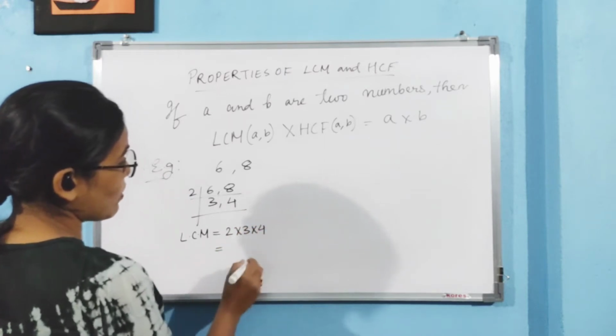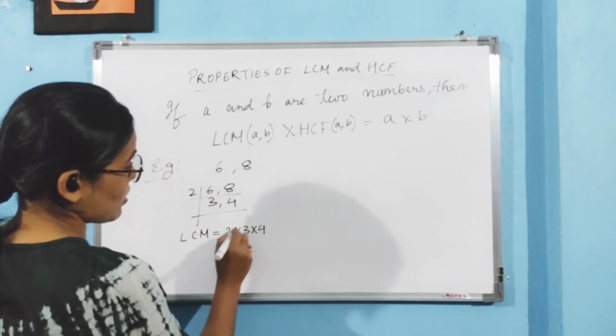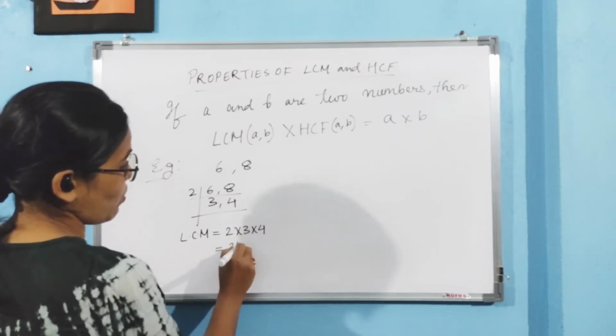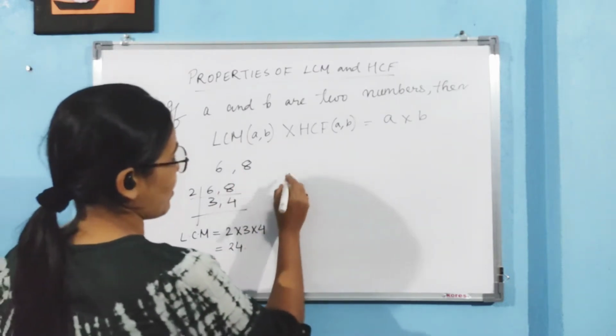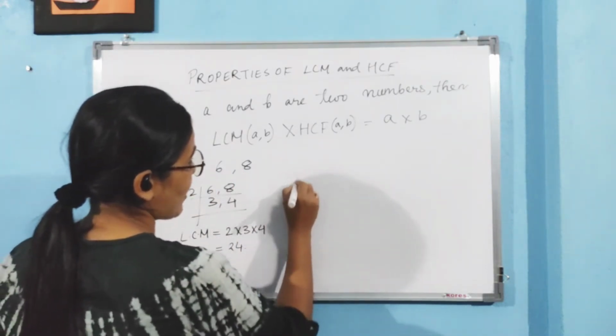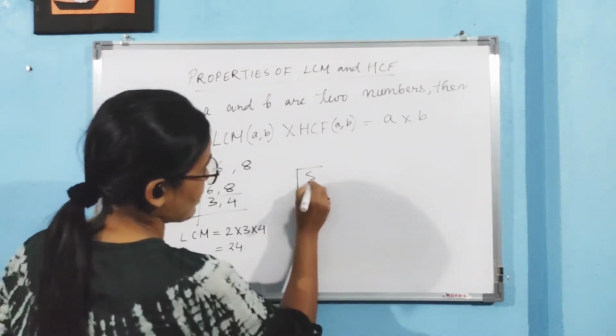That means it will be equal to 3 2s are 6, 6 4s are 24. So it will be 24. Now we will find HCF. So how will you find HCF? You can find HCF also by the division method.